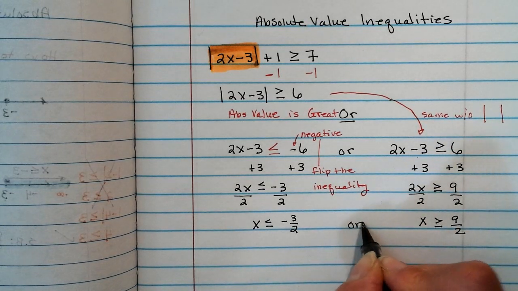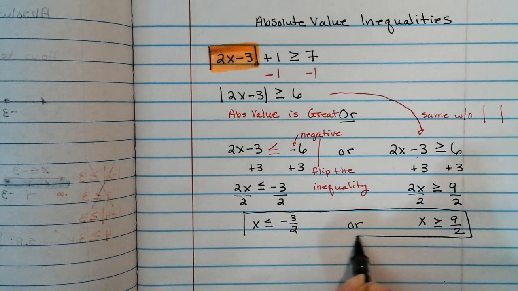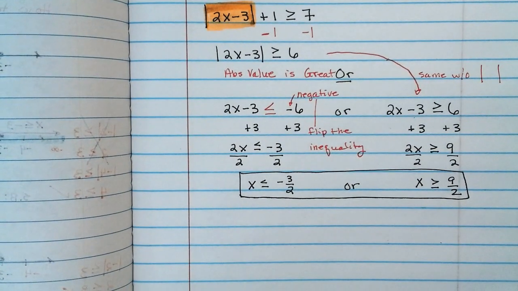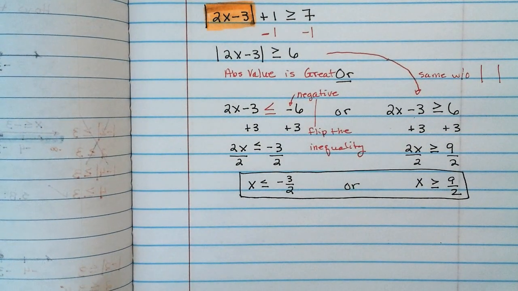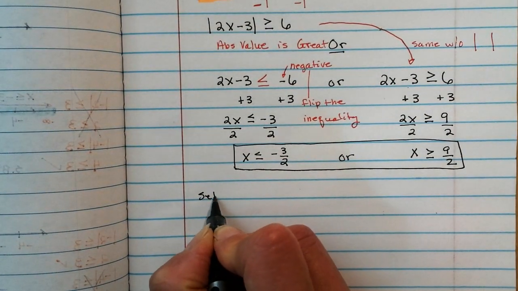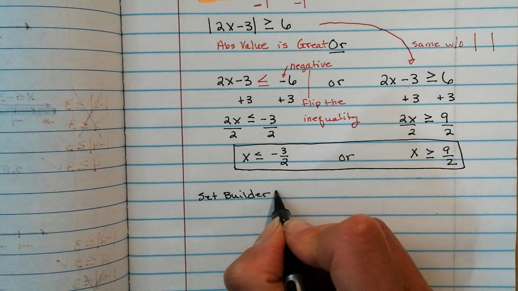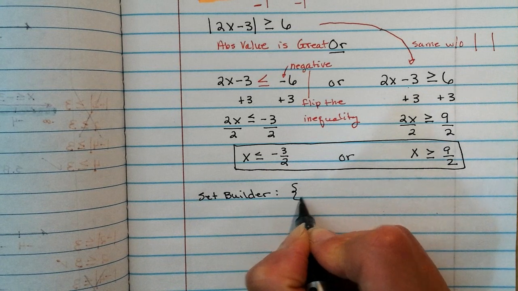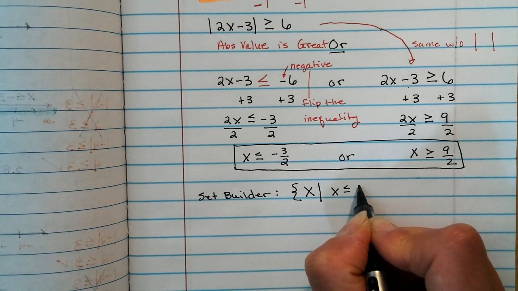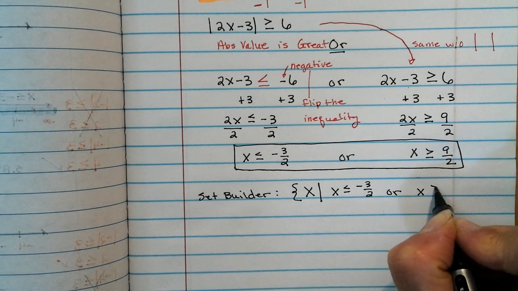This is an or problem. So that's basically how I would write my answer. But if I want to write it in set builder notation, I'm going to write it like this. The set of x such that x is less than or equal to -3/2 or x is greater than or equal to 9/2.